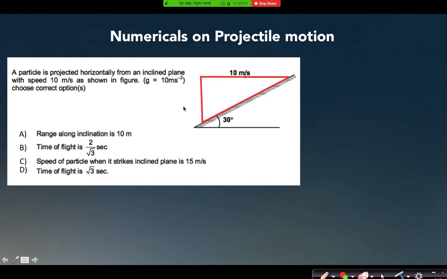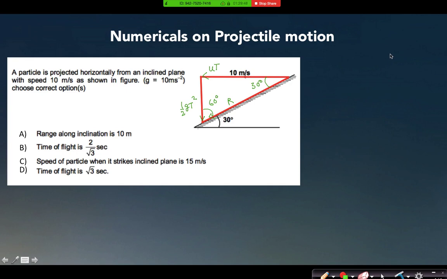If you do not agree, then ask me. I have only drawn a vector triangle like this. It is my ut vector. It is my half gt square vector. And this is my range vector. And very easily I can find out the angles. This is 30 degree. This is 60 degree.